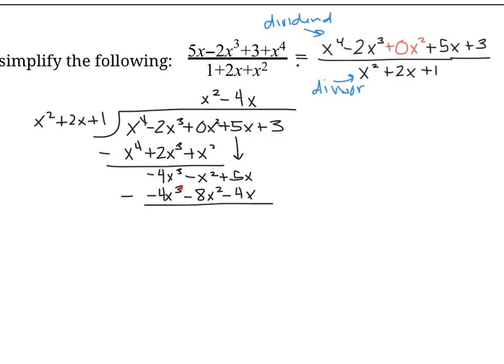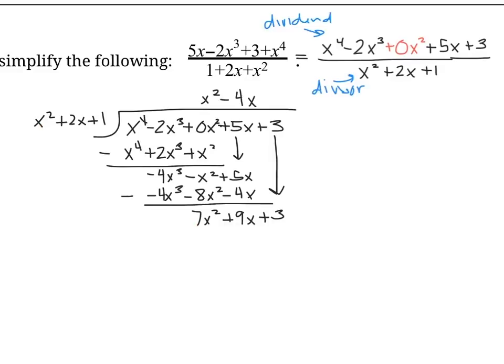Now that we're ready to subtract, we know that these two terms, when subtracted, are going to make 0. Then we have negative 1x squared minus negative 8x squared, which is going to be negative 1 plus 8, which is going to be 7x squared. And then I've got 5x minus negative 4x, which is going to be plus 9x. And we're going to bring down our 3. So we have a plus 3. And we're going to repeat the pattern one last time.